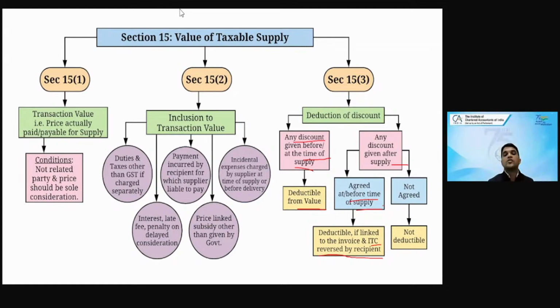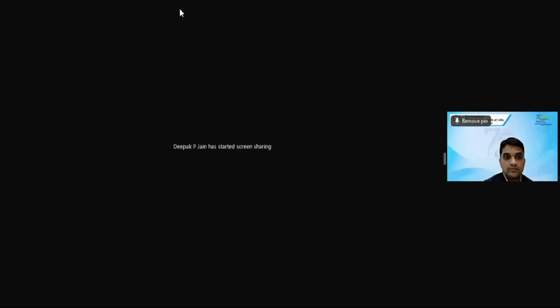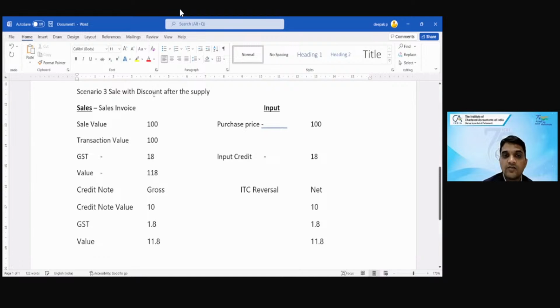Now, in scenario 5, you have sold at 100 rupees, you have not agreed to any discount. So in that case what will happen? Can you give him a discount? You can give him a credit note, but how much taxes will you pay to the government? So look at the third scenario, where you have not agreed. In that case, it is not deductible. What does this mean? So scenario 3 is sale with discount after supply, but agreed before.